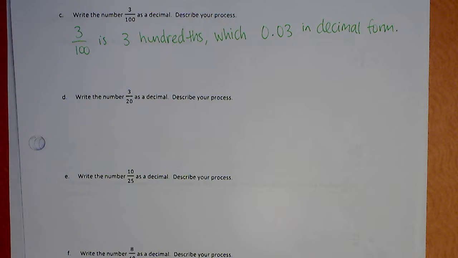Now I'm going to show how to write the number 3 over 100 as a decimal. That's what you should have already started working on. 3 over 100 is 3 hundredths, which is 0.03 in decimal form. Hopefully you wrote a sentence for this with your partner. Now I'm going to show you exactly what kind of sentence I want to see on other problems.